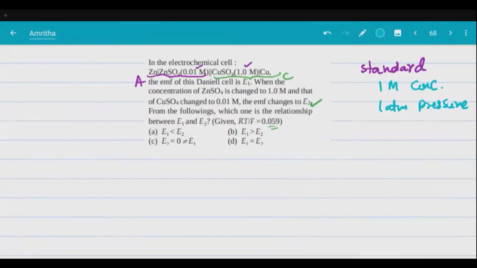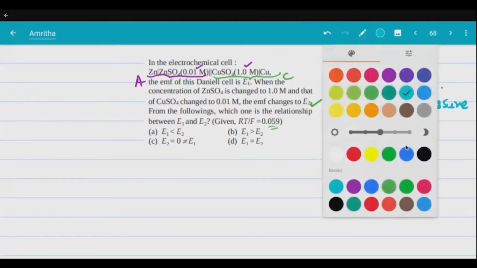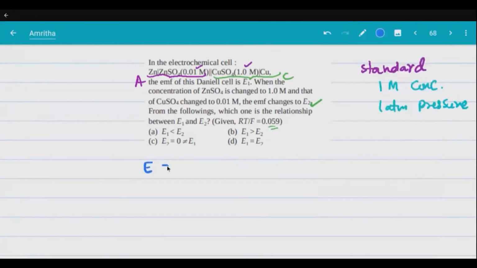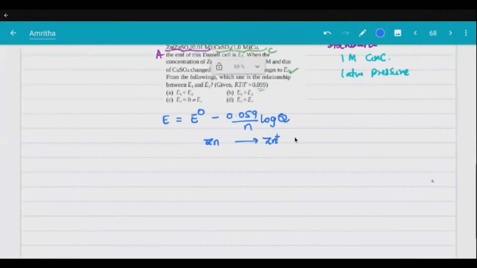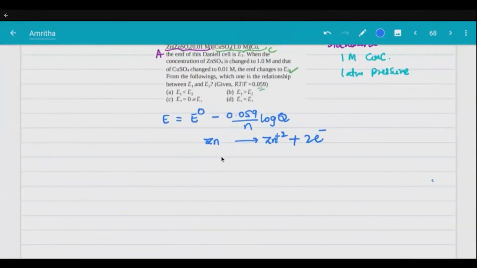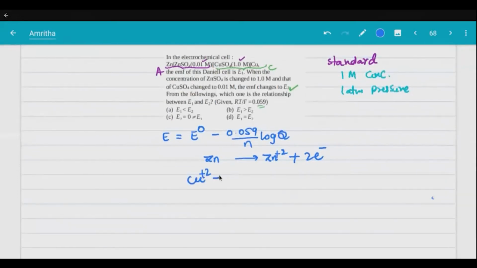Okay, so we use the Nernst equation. What is the Nernst equation here? E is equal to E naught, the standard, minus 0.059 by n log Q. But what is Q, sir, here? Q is the reaction quotient. For the reaction quotient, we must write the cell reaction. So what is the cell reaction here? Left side anode, oxidation: Zn gives Zn+2 plus 2 electrons. And right side reduction: Cu+2 plus 2 electrons gives Cu.